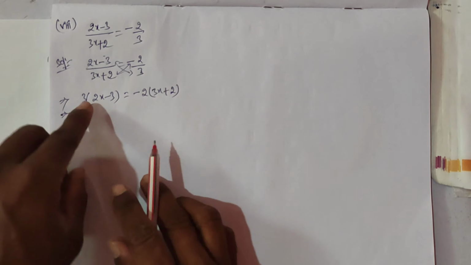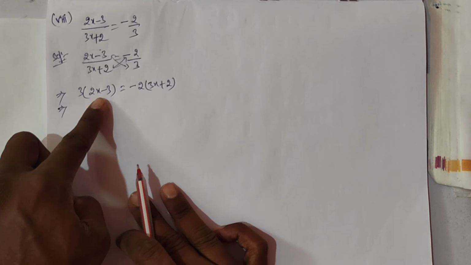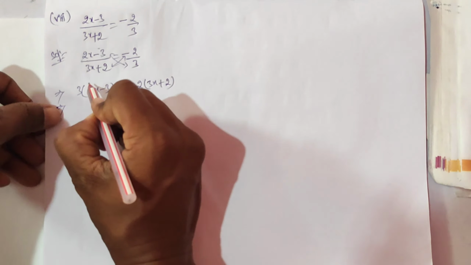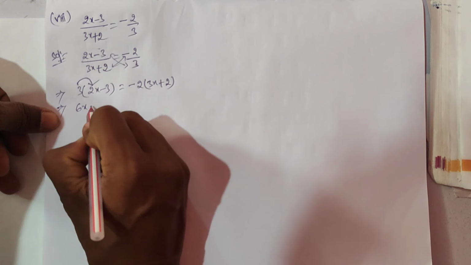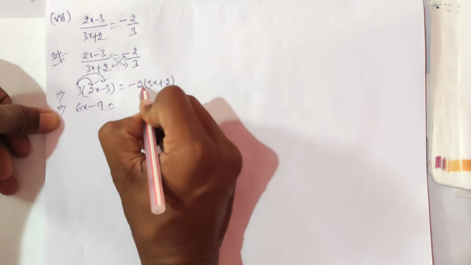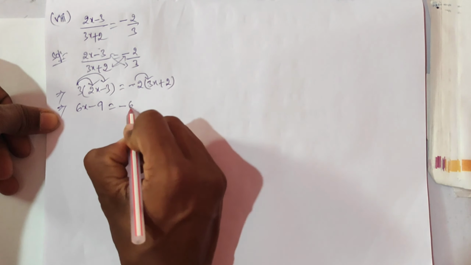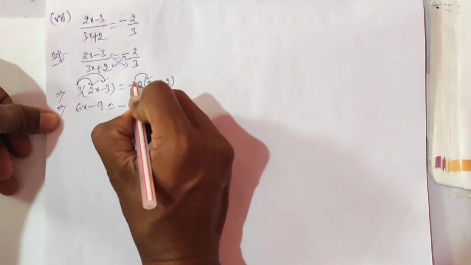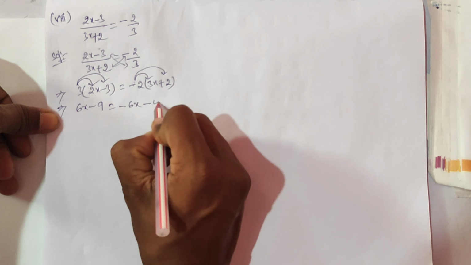Now this implies we have to remove the brackets. How will you remove the brackets? By applying the distributive property. Nothing but it becomes what now? 3 into 2, 3 2s are 6x, minus 3 3s are 9, is equal to minus into plus, minus 2 3s are 6, nothing but having x here. And minus into plus becomes minus, 2 2s are 4.